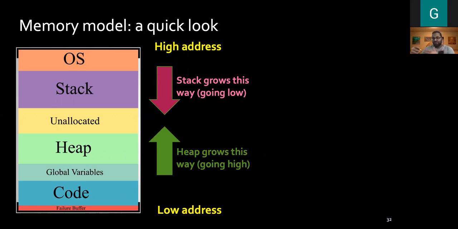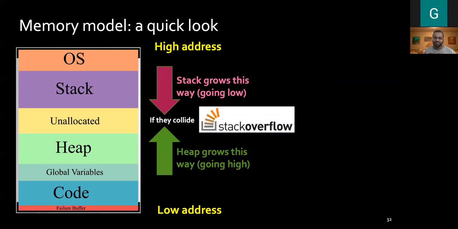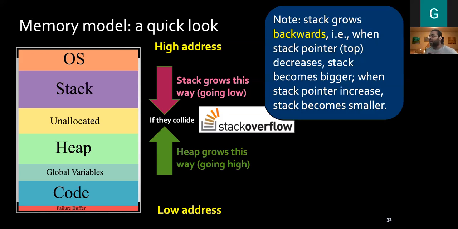And because they share the same space, if you allocate too much memory, at some point they're going to collide. And when they collide, you get a stack overflow. So yay, you know what that means now. And I just want to point out again that the stack grows backwards. So it grows from the top down.